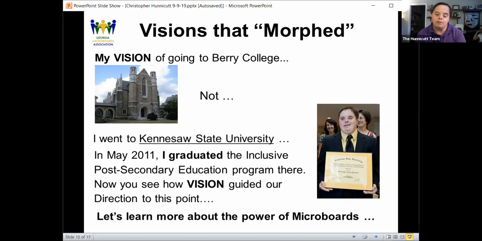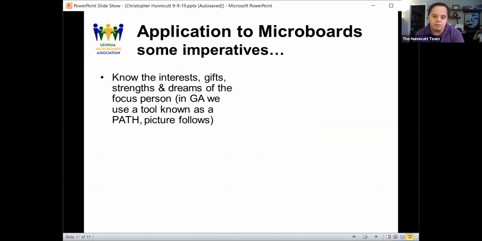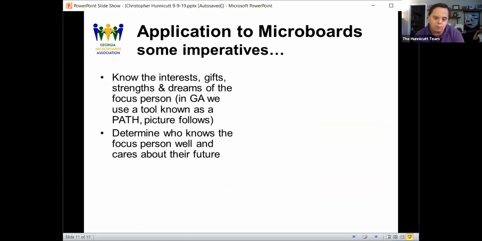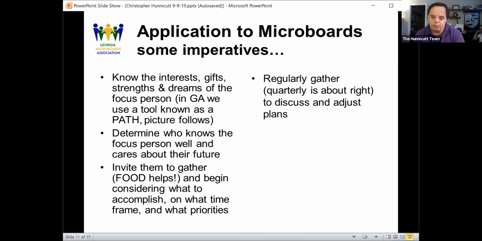Let's learn more about the power of Microboards. There are applications to the Microboards. Know the interests, gifts, strengths, and dreams of the focus person. In Georgia, we use a tool known as a PATH. Determine who knows the focus person well and cares about the future. Invite them together. The group helps to begin considering what to accomplish, in what time frame, and what priorities. Regular gatherings, currently about once a quarter, are right to discuss and adjust plans.